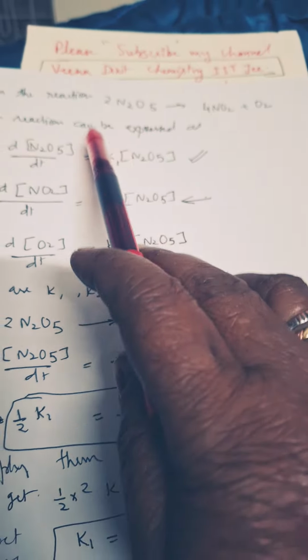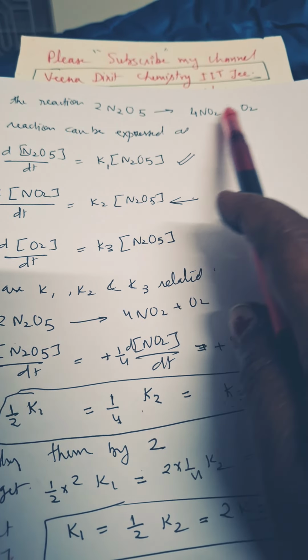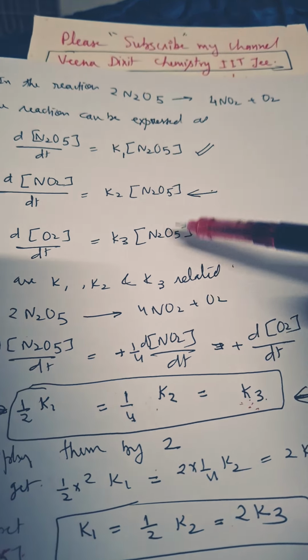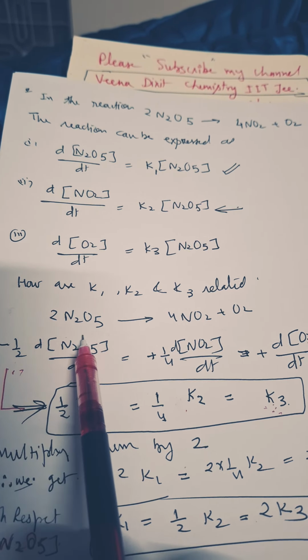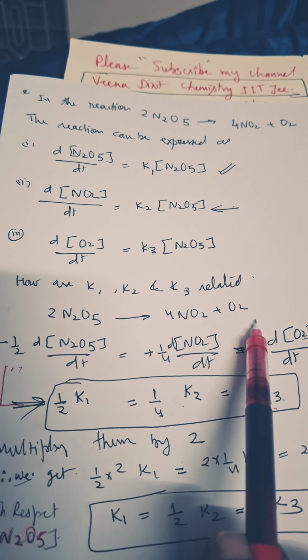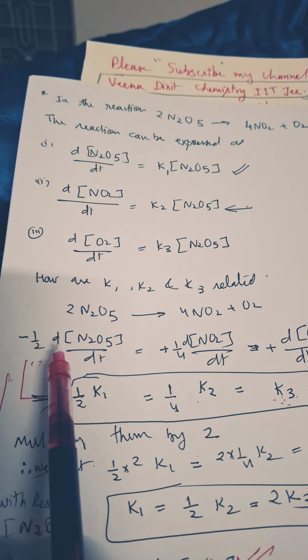Write down the complete equation. 2N2O5 gives you 4NO2 plus O2. This is given to you. You write it down. Okay, I will tell you this: twice of N2O5 gives 4NO2 plus O2. So how do we write down the rate expression for this?